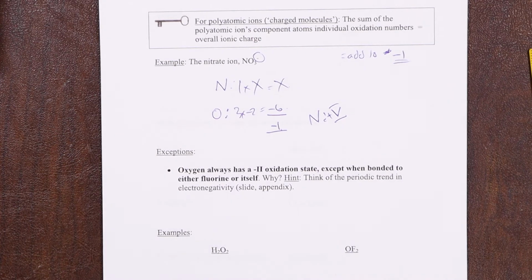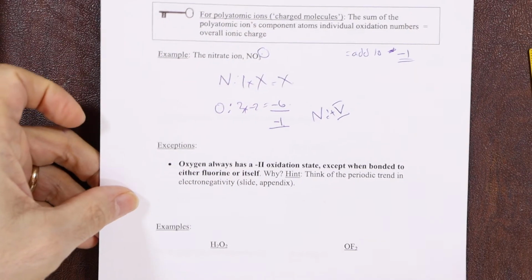Okay, so that's how you work out the oxidation state of sandwiched atoms inside molecules and molecular ions. Now, there are always a few weird exceptions.